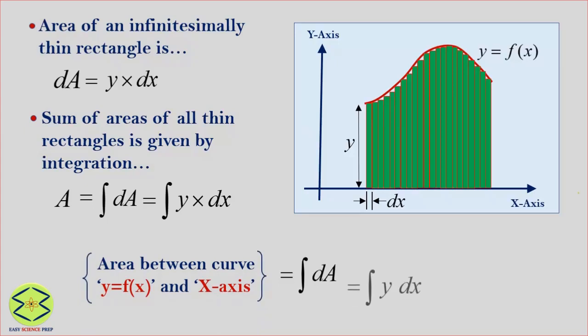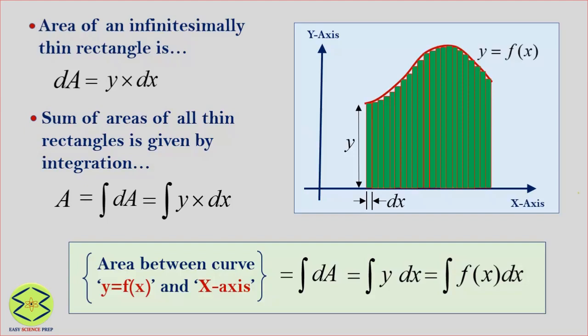So the overall area between the curve and x-axis is given by the integration or addition of small areas of rectangles, which is equal to y dx. We can write down the integration of function f of x dx as the area between the curve y is equal to f of x and x-axis.